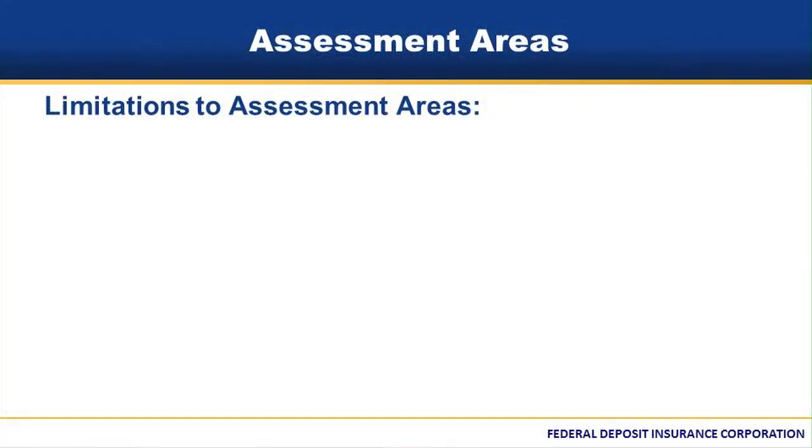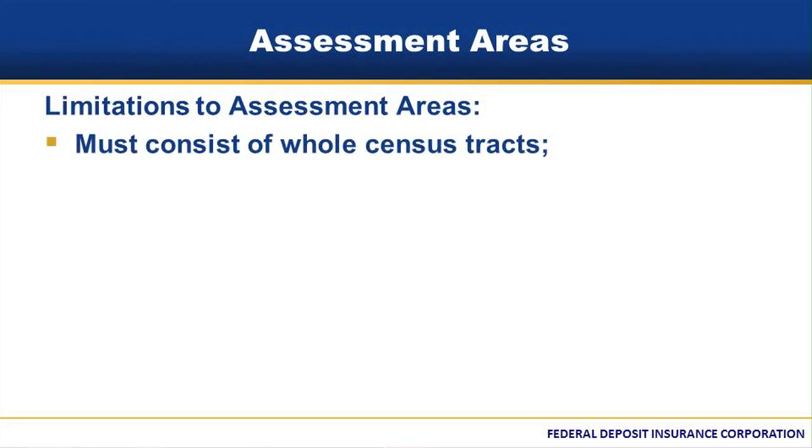So, what must your bank remember when delineating an acceptable assessment area? The regulation places some requirements and restrictions on how assessment areas should be delineated. First, the assessment area should consist of whole political subdivisions, such as metropolitan statistical areas, counties, cities, or towns, and must contain whole census tracts. When designating your assessment area, you cannot split a census tract in half. Your bank should either include the entire census tract or exclude it.